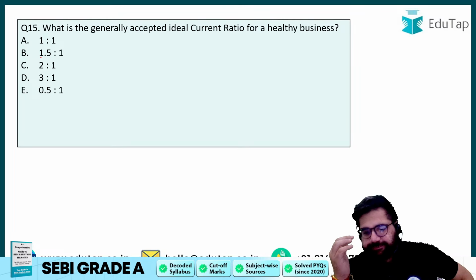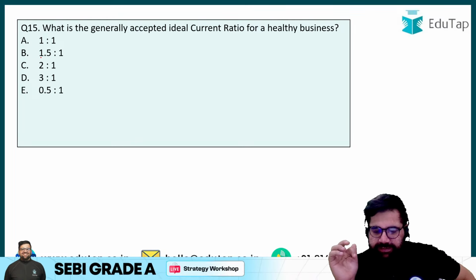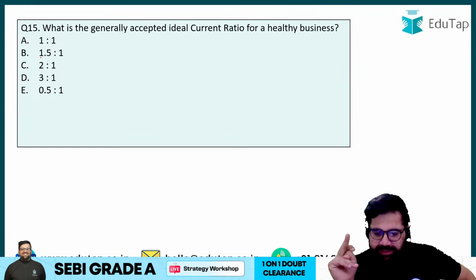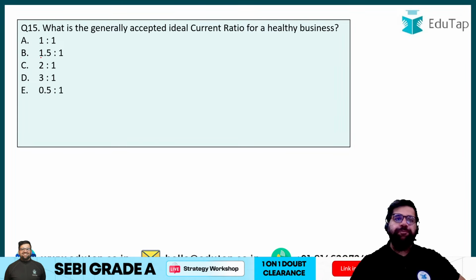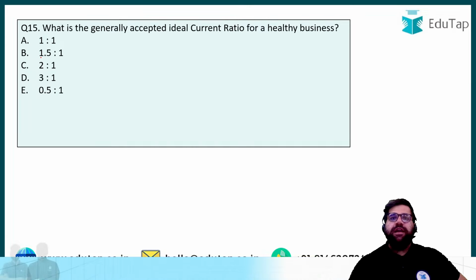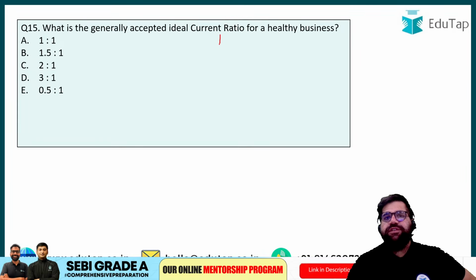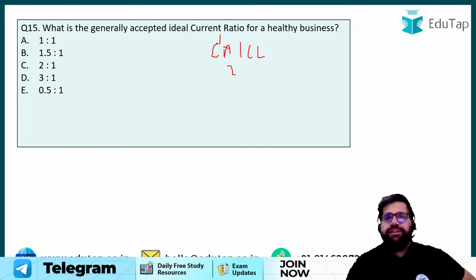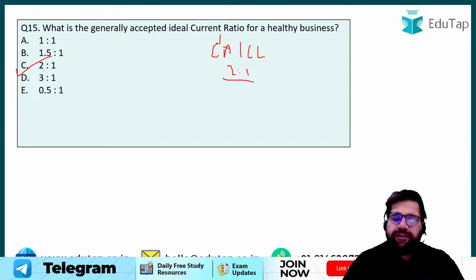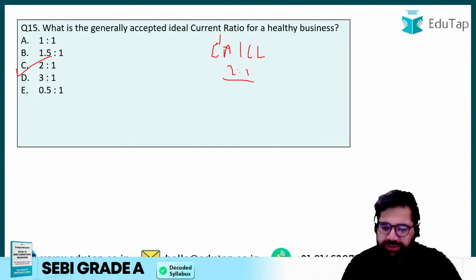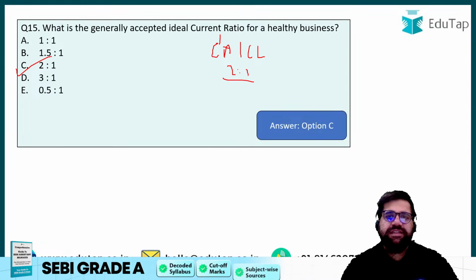Question number 15. So let's see, Rishi is saying, Raghav is also answering, Viral Trends is also answering. Good. What is the generally accepted current ratio for a healthy business? Current ratio is current assets divided by my current liability. So this ratio is considered as 2:1, which is good. So my answer will be option C. So for every current liability, if I have 2 units of current assets backing it, then definitely my business is safe. So the answer over here will be 2:1. Very good, those who are saying C.